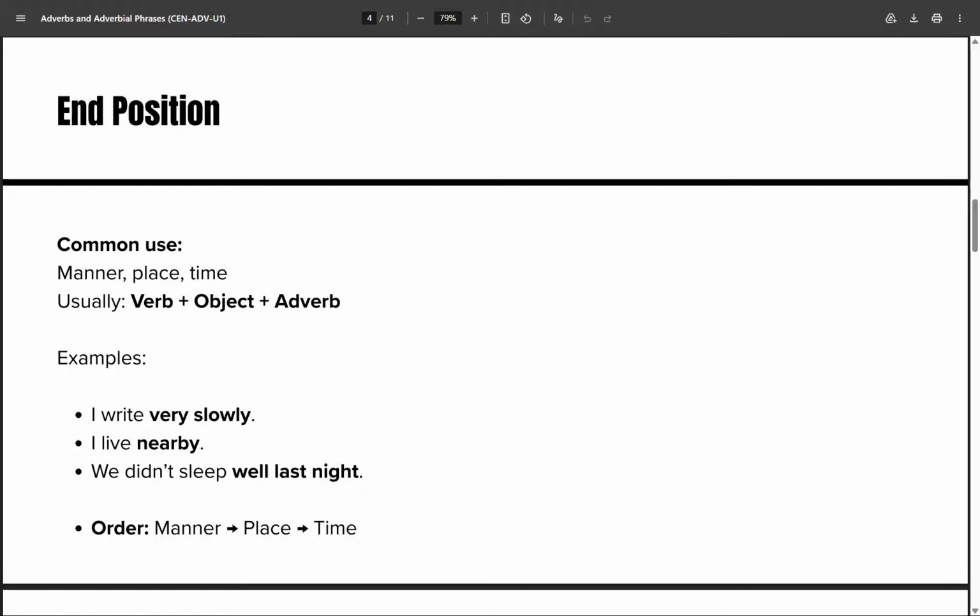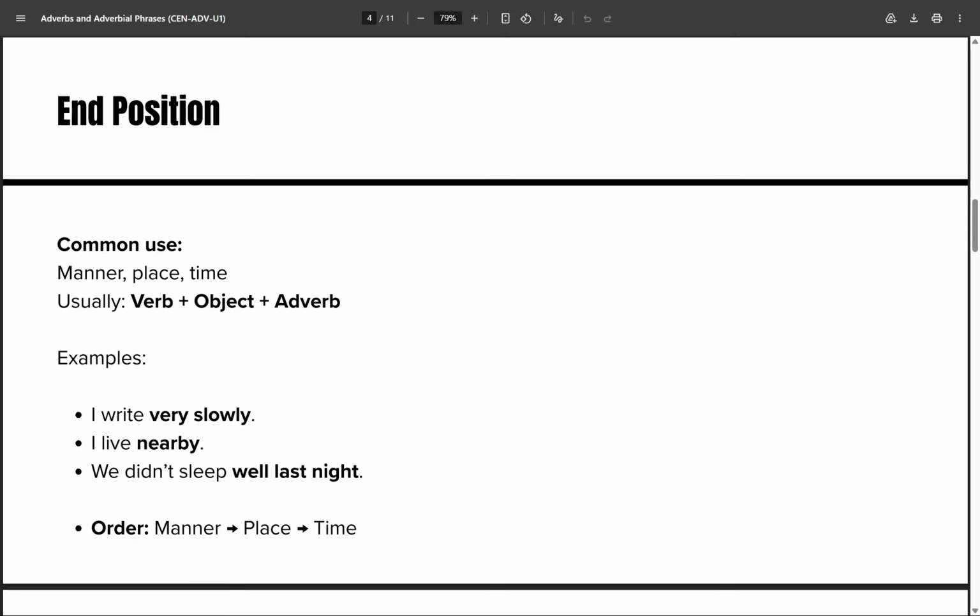And for the end position, the common uses are adverbs of manner, adverbs of place and time. Usually the structure is going to be like this. You have the verb, you have the object, and then you have the adverb. Some examples, like I write very slowly. As you can see, very slowly is at the very end. Then you have I live nearby. And we didn't sleep well last night.